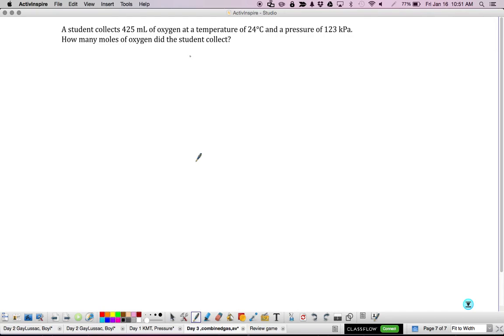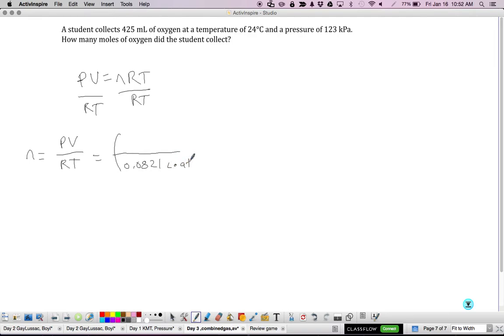So that screams PV equals nRT, the ideal gas law. And we're trying to find number of moles, so I'm going to divide both sides by RT. So I'm going to say n equals PV over RT. And remember that I like to do R either first or last. So R is 0.0821 liters times atmospheres over moles times Kelvin.